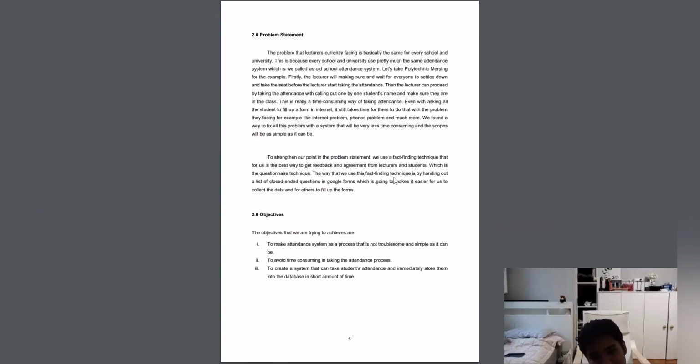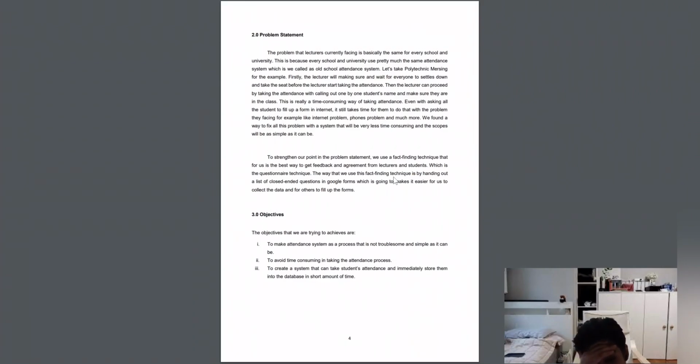To strengthen our point in the problem statement, we use a fact finding technique that for us is the best way to get feedback and agreement from lecturers and students, which is the questionnaire technique. The way that we use this fact finding technique is by handing out a list of close-ended questions in Google Forms, which is going to make it easier for us to collect the data and for others to fill up the form.